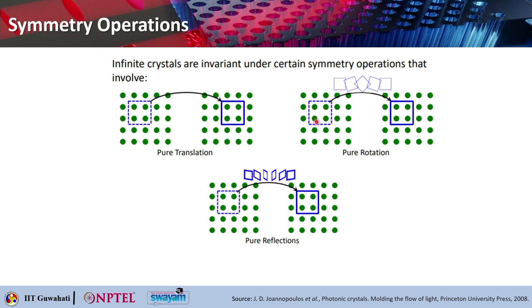So if you take this one and rotate this 360 degrees, you see it actually comes back to itself. So these are the kind of steps you can think of. And another type of symmetry is reflection symmetry.